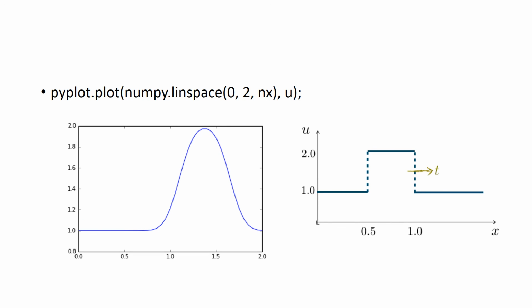If you plot the result of the previous simulation using pyplot, you will get a graph something like this. Use pyplot.plot, numpy.linspace, the initial point is 0, final point is 2, and the total number of grid points is nx, and u is the variable. You will get this graph, and at time t equal to 0, this was the graph. You can see that the graph has slowly started moving now, but not with the original shape. The original was a square function, and now the shape has changed.